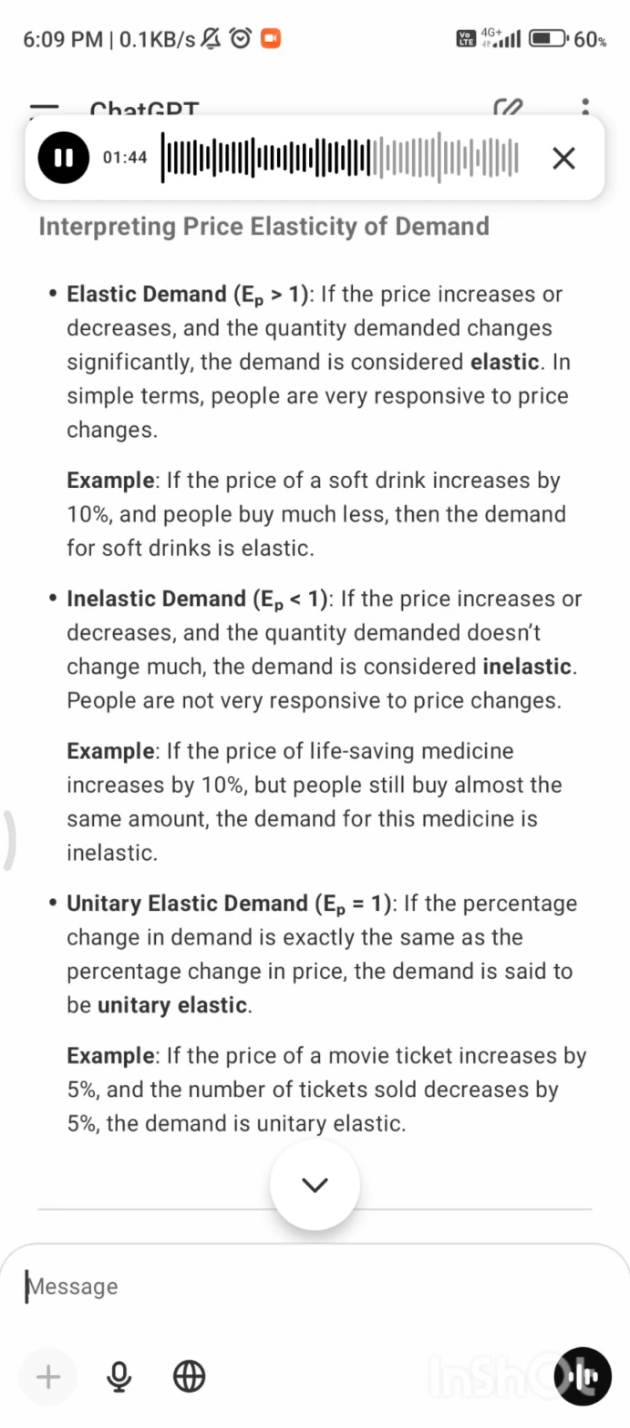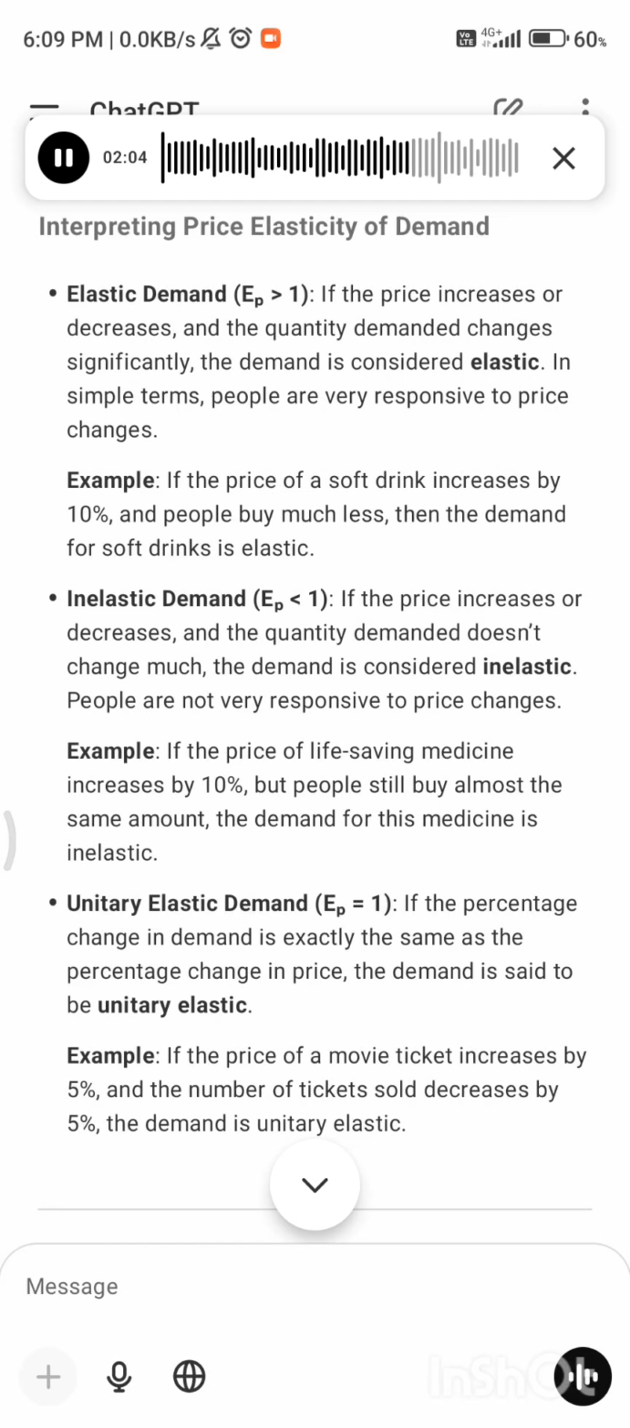Inelastic demand, E < 1. If the price increases or decreases and the quantity demanded doesn't change much, the demand is considered inelastic. People are not very responsive to price changes. Example: if the price of life-saving medicine increases by 10%, but people still buy almost the same amount, the demand for this medicine is inelastic.